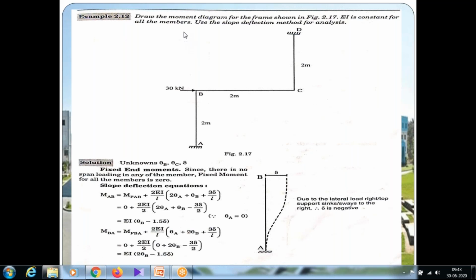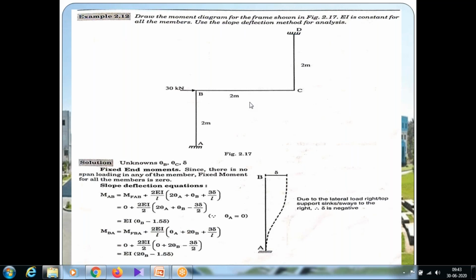Okay, the question is, draw the movement diagram for the frame shown in the figure. This is not a portal frame. That is the only question they gave for the frame shown in the figure. EI is constant for all the members. Use the slope deflection method for analysis.